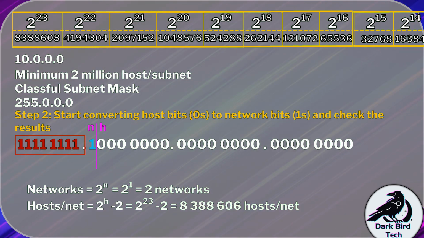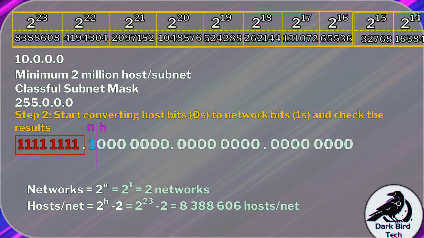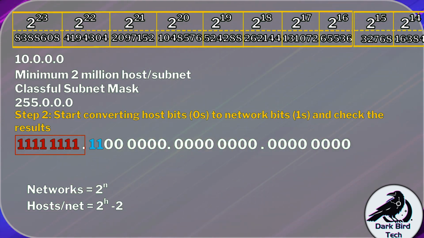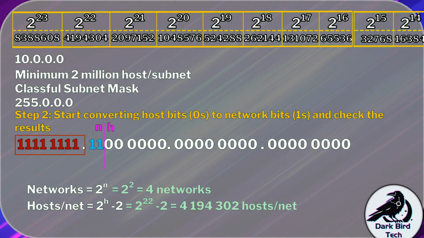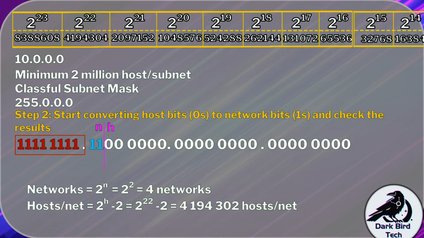So 2 to the 1 gives me 2 new networks, and 2 to the 23 minus 2 gives me 8,388,606 hosts per network. I think we could get closer to the 2 million goal. So let's try another network bit. Now I've got 2 new network bits, 22 host bits, which means 4 new networks and 4,194,302 hosts. I'm pretty sure we can get closer. In fact, I know we can.